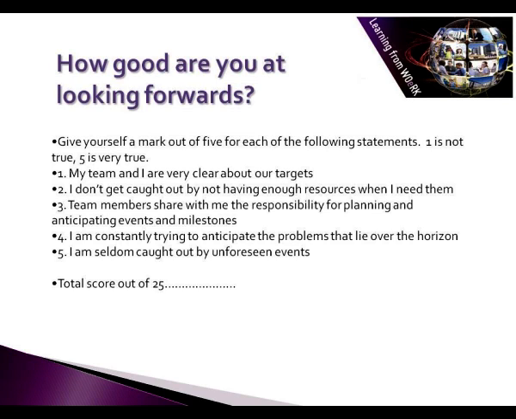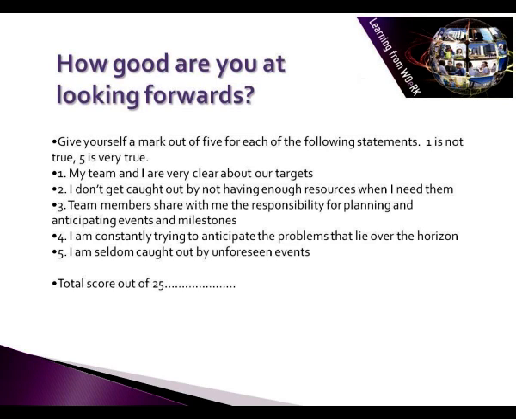Number 3. Team members share with me the responsibility for planning and anticipating events and milestones. On a scale of 1 to 5, where 1 is not true and 5 is very true, what score would you give yourself for that particular item? And number 4. I am constantly trying to anticipate the problems that lie over the horizon. What score would you give yourself on a scale of 1 to 5, where 1 is not true, 5 is very true, and there are maybe scores in the middle which might be appropriate for you?